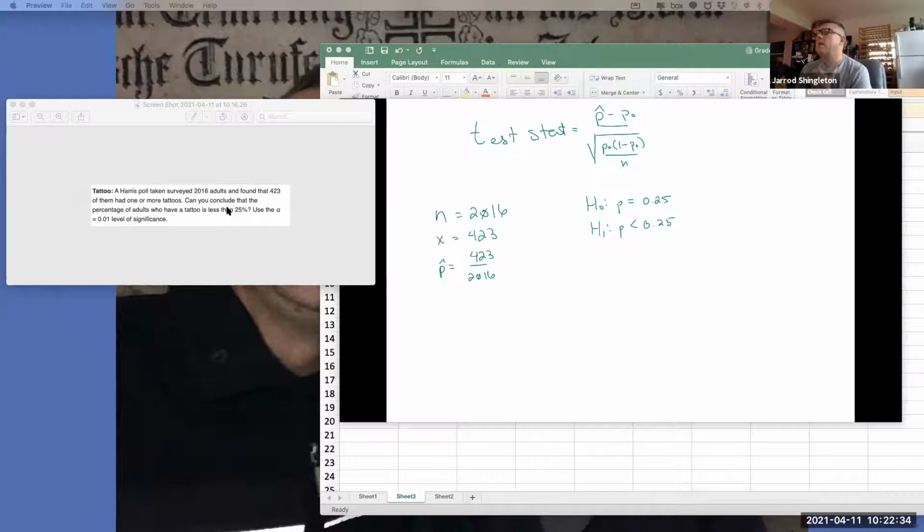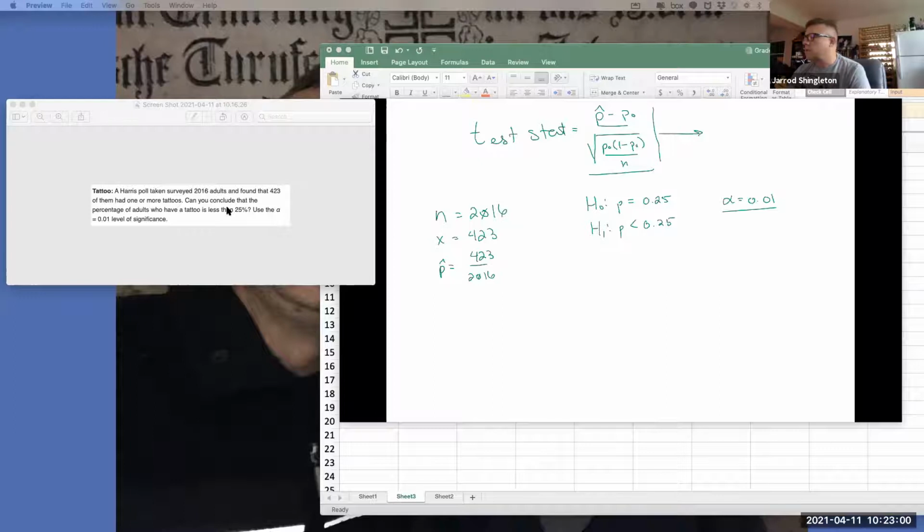So now I have everything at my disposal. I'm going to write one more thing here: my alpha equals 0.01. I have everything at my disposal to determine whether I'm going to reject or fail to reject the null hypothesis. Remember, we never accept the null hypothesis. Now I'm going to move over to my calculator. I've written one more thing up here. This is my test statistic for this operation.